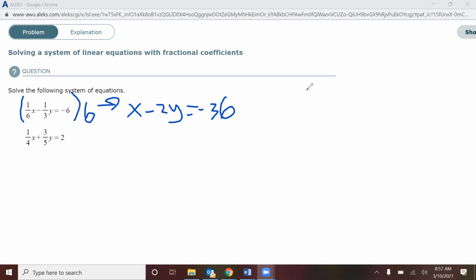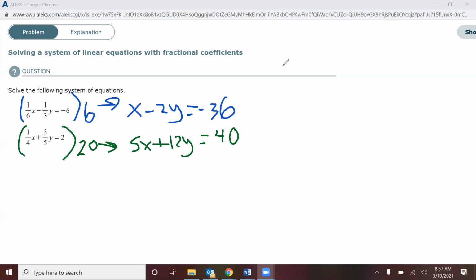And what is the least common denominator for the second equation? Well, the smallest number that 4 and 5 divide into is 20. So I will multiply both sides by 20. And this will give 5x plus 12y equals 40.